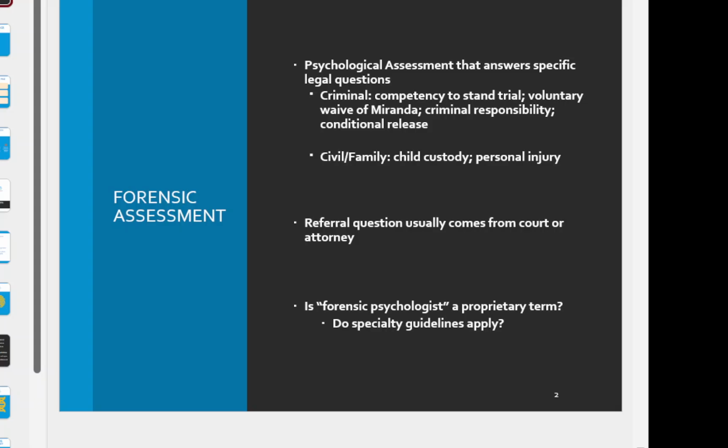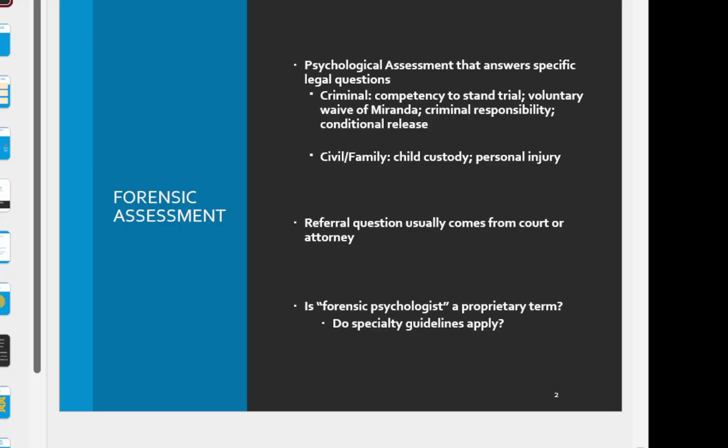So one of the questions here is, is the term forensic psychologist proprietary? No, forensic psychologist is not a proprietary term. It is a professional designation used for psychologists who apply their expertise in psychology to legal matters. Forensic psychologists are typically involved in a variety of legal settings, including criminal cases, civil litigation, family law, and other areas where psychological knowledge is relevant to legal issues.